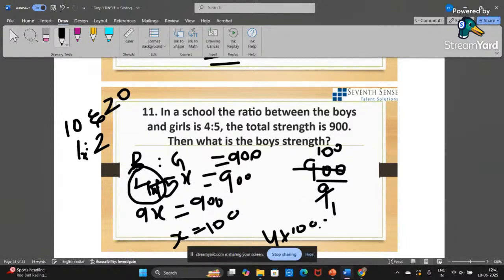If they ask you to find out the girl strength, you have to substitute your x value in the girl's place. What is the girl ratio? 5. So 5 into 100 is 500. Now they asked you to find out the boy's strength, so 400 is your answer.